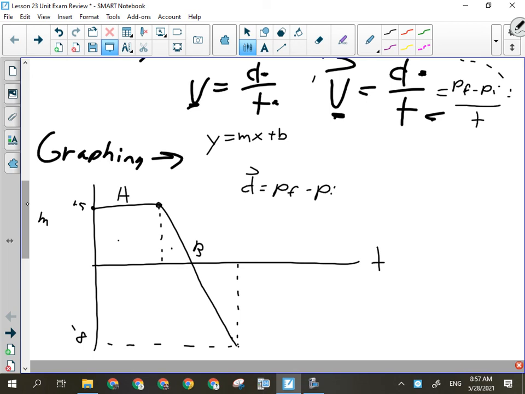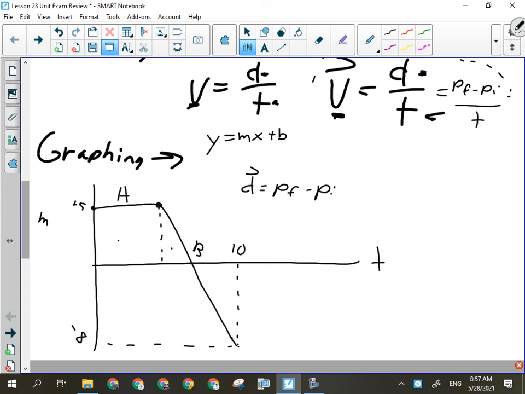Similarly, I could ask you, if this whole trip takes 10 seconds, what's the average velocity? And then you go, well, I just figured out this. It was -13. -13 over 10 is -1.3 meters per second using v equals d over t. So those are the kinds of things you could be asked to do with this type of graph. This type of graph would not have the y equals mx plus b on it.